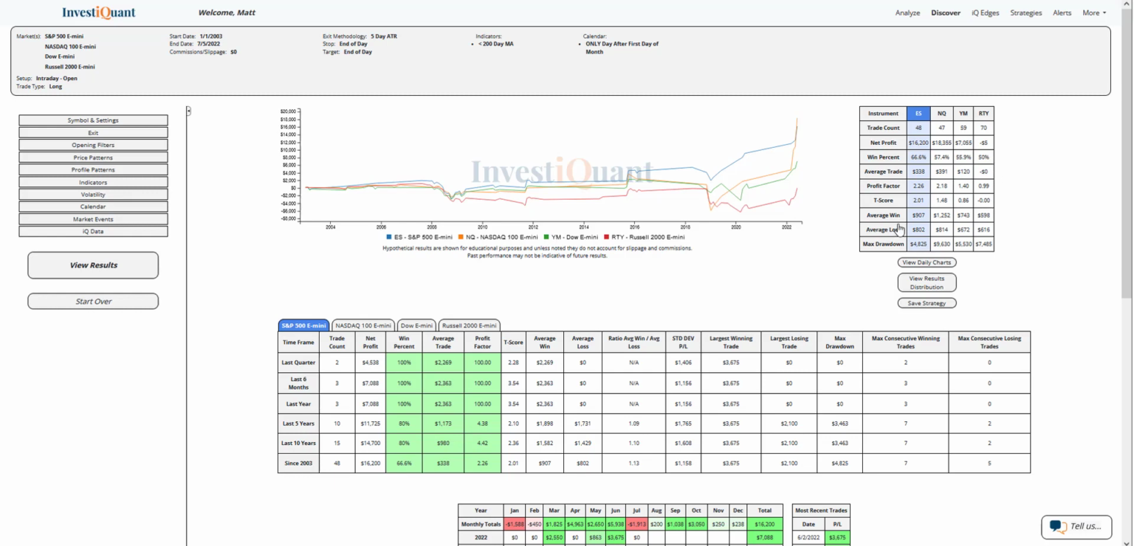If we look at the average moves, the S&P average win is larger than the average loss. That's also the case here for the NASDAQ and the Dow. The Russell is pretty similar in size, so not a much larger win in either direction, win or loss there. Three of the four, though, have larger average wins. All of them are at least 50-50 or better, with the S&P being the strongest of the group.